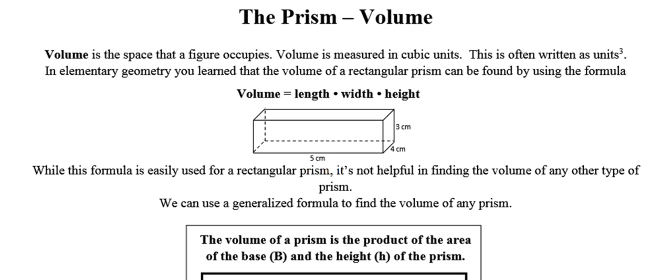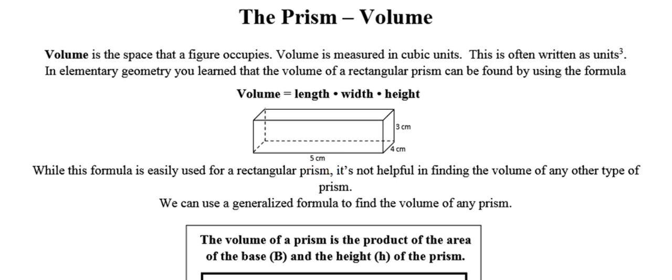In this video, we'll explore the basics of finding volume of a prism. First of all, what is volume? Volume is the space that a figure is going to occupy or take up. And as you know, it's measured in cubic units, sometimes written as units to the third power.